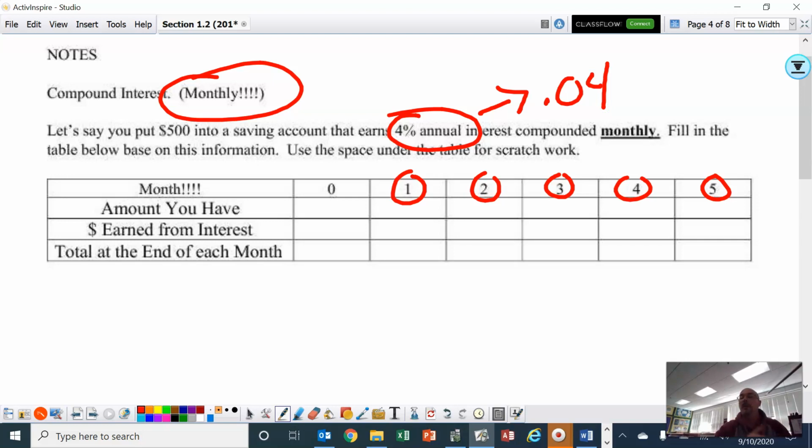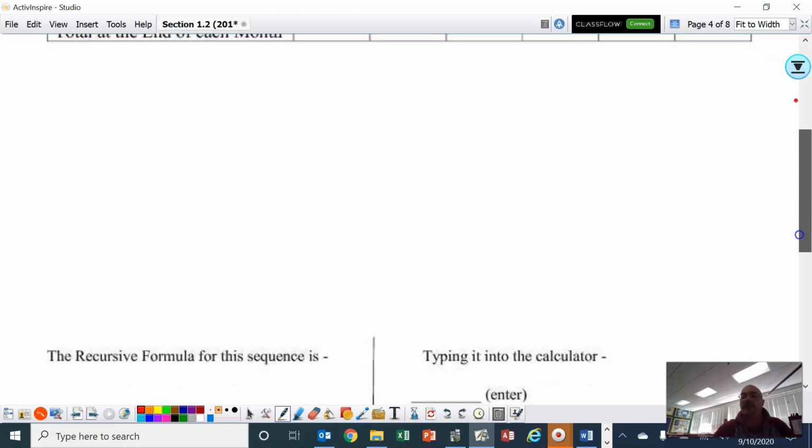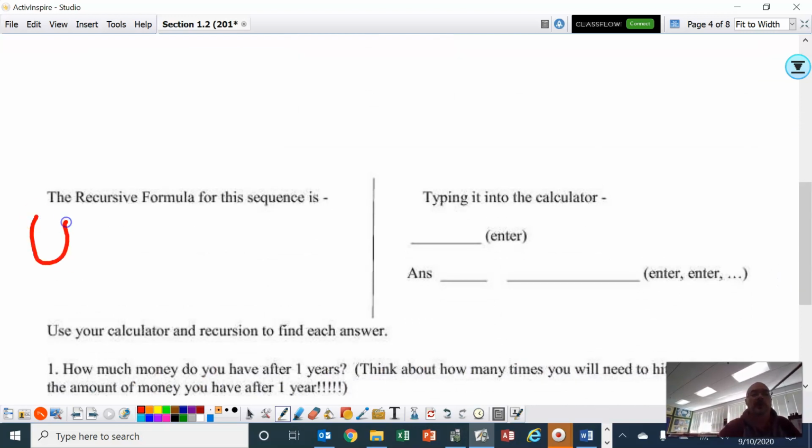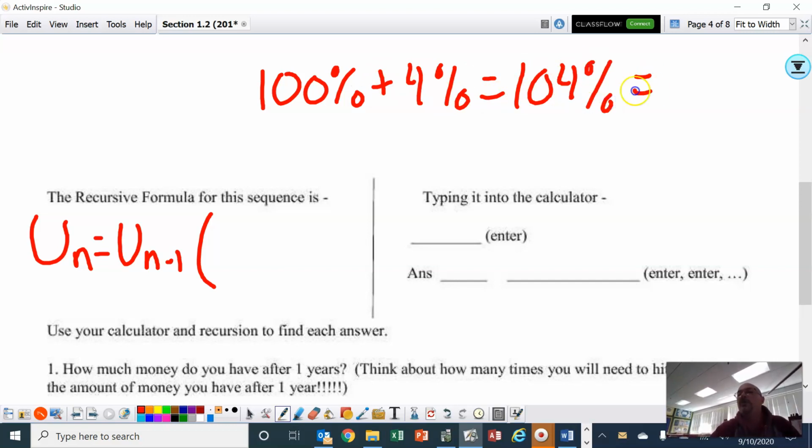All right, here we go, ladies and gentlemen. Okay, let me turn the page in my notes that I have in front of me here so I don't mess up on numbers. All right, so it's going to look a little bit different because of that monthly. All right, let's go down to the recursive routine. So we're going to go u sub n equals u sub n minus 1 times. Now, previously we did this, right? We had 100% plus 4% equals 104%, which equals 1.04, right? That's what we did. Okay, now here, however, we're going to need to separate the 1 and the 0.04.